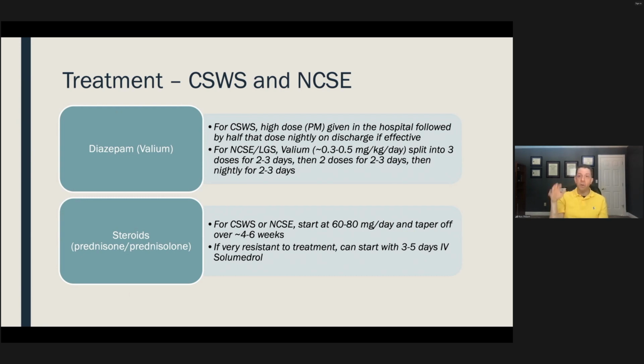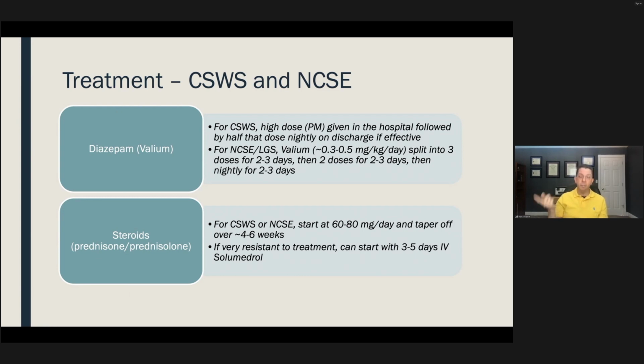You want to do that, one, to get better quickly and get your development back on track, but also by doing that, you buy yourself more time to change the other meds and get those squared away. So number one is Valium or diazepam. It's typically the treatment of choice for CSWS.